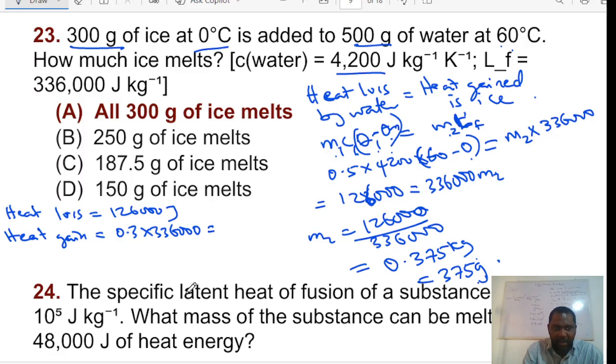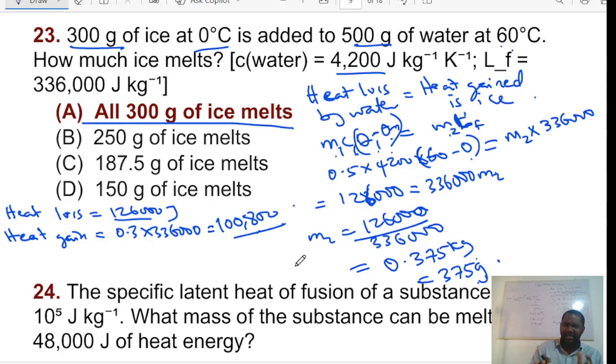Okay, so this is giving us 100,800. You can see this is the amount of heat available of the hot. This is the amount of heat that can melt the ice. Are you seeing that this is already greater than this? So this is also an indication that all of the ice melts.